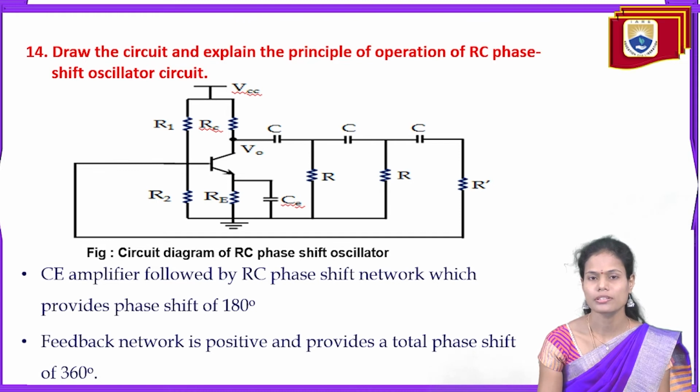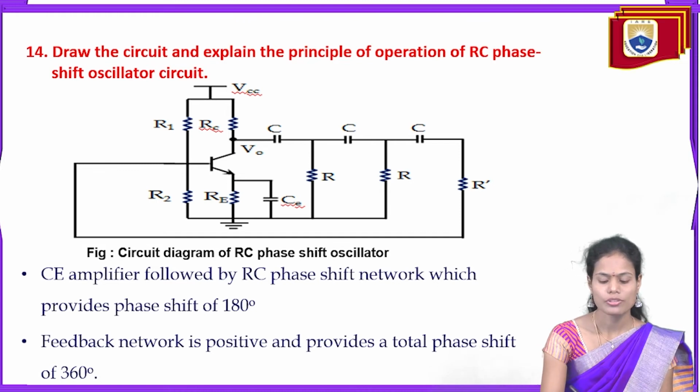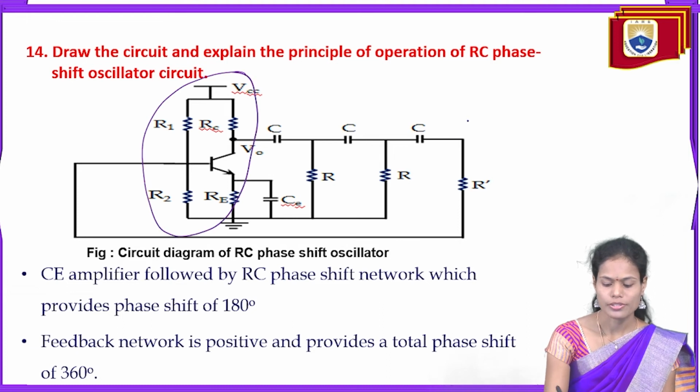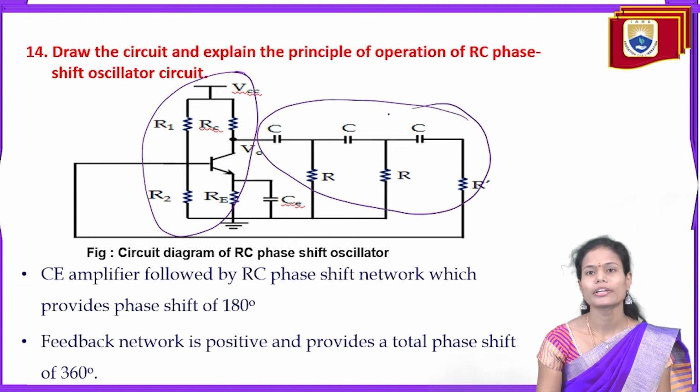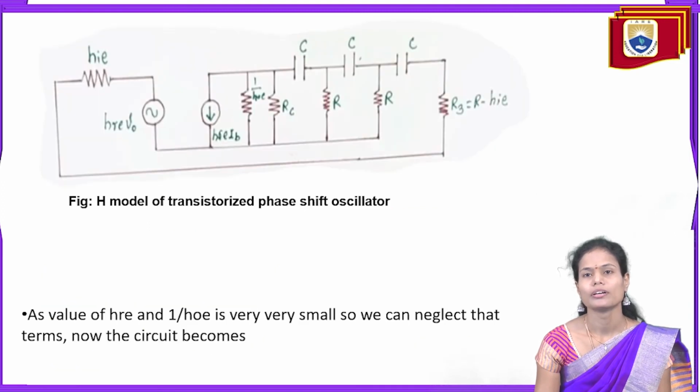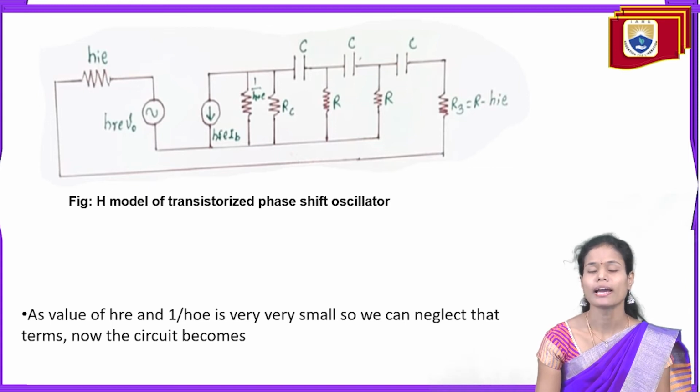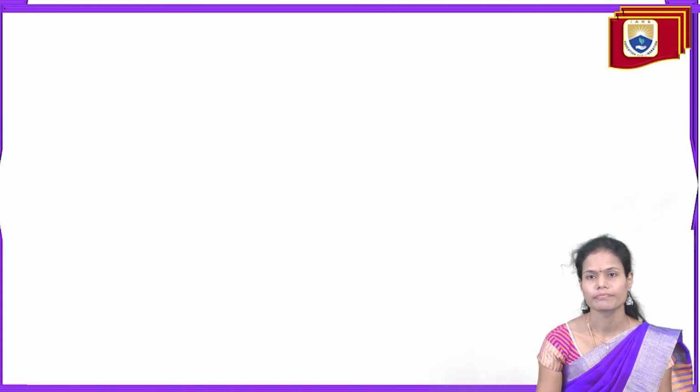The RC phase shift oscillator belongs to the RC type of oscillators. This is the amplifier circuit and this is the feedback network, which provides a 180 degrees phase shift, and it uses positive feedback, which provides a 360 degrees phase angle. We need to take the equivalent circuit of this and explain its operation in detail, and we have to find the frequency of oscillation. It generates sinusoidal signals and can generate frequencies up to 20 kilohertz only. That's why it's a low frequency oscillator. This is the equivalent circuit.